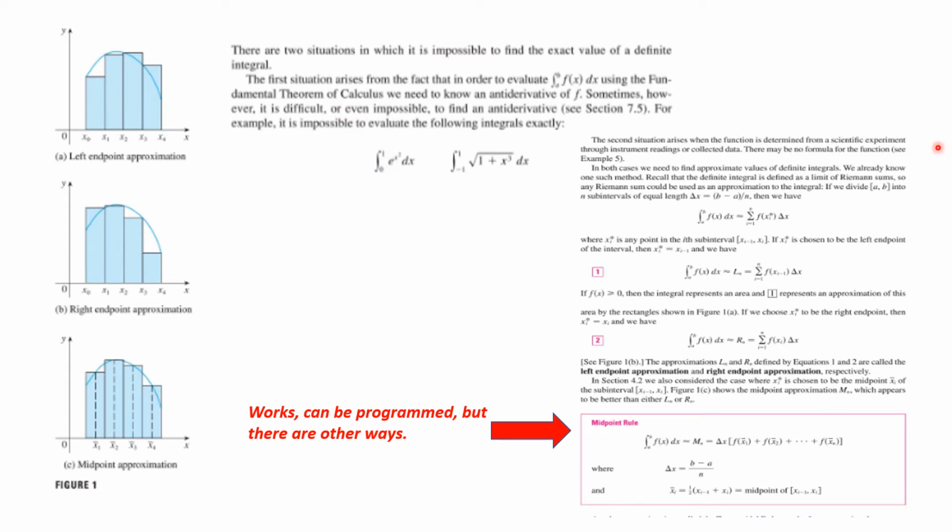The second situation arises when the function is determined from scientific experimental data or measurements, instrument readings, or collected data. Then you really don't have a full formula. There is no formula for the function itself. But what we're going to do is recall what we did.